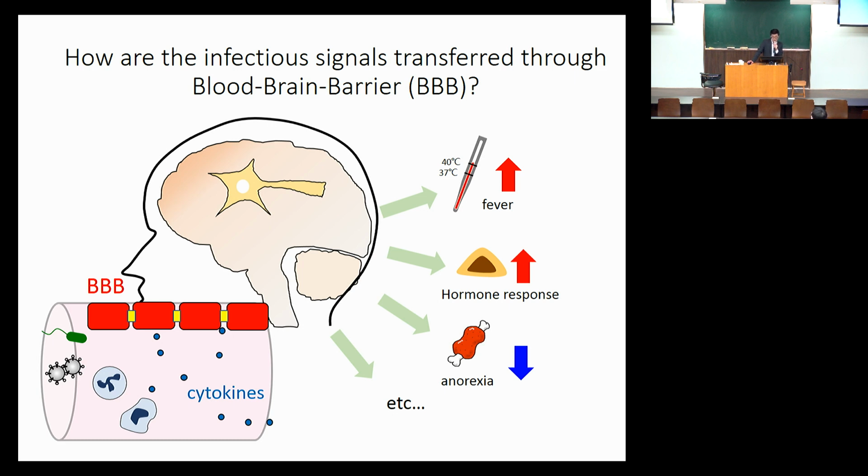But we still have a problem. Between the peripheral blood and the brain, there is a strong barrier, called the blood-brain barrier. Because of this blood-brain barrier, our brain is separated from the peripheral blood. But how can these cytokines come over this blood-brain barrier, BBB, and induce fever?